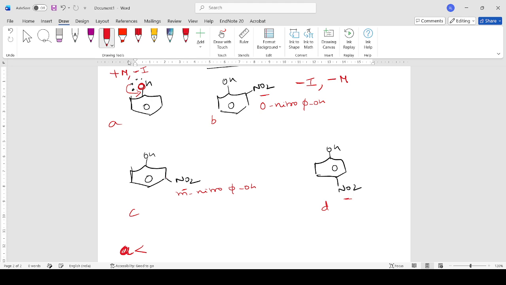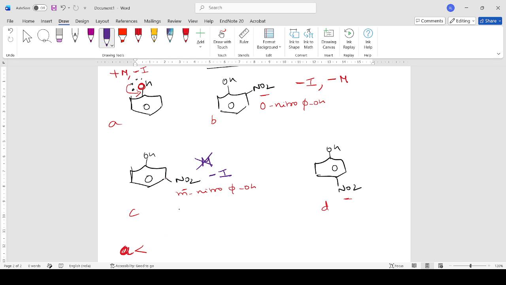What about this? This is meta-nitrophenol. At the meta position, the mesomeric effect does not play. Which effect only plays? Only the inductive effect is playing. Why is the mesomeric effect not applicable at a meta position? Because the electron delocalization leads to a negative charge cloud, which is available only at the ortho and para positions, not at the meta position. So here there is no mesomeric effect, but only the inductive effect is there. What inductive effect? Minus I effect.